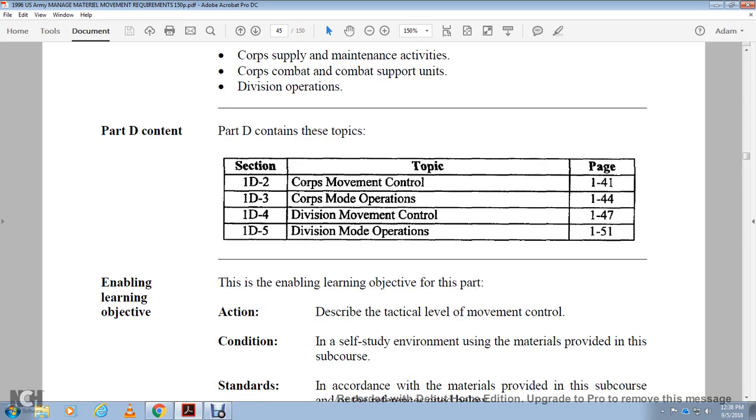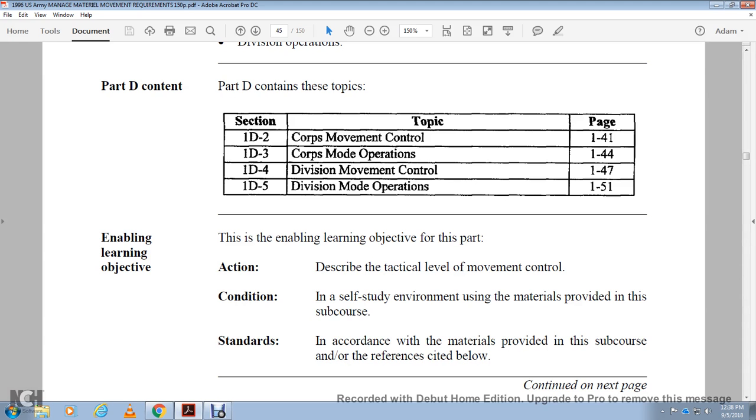This enables the learning objective to be met for the tactical level of movement control, in accordance with the materials provided in the subcourse and referenced documents.